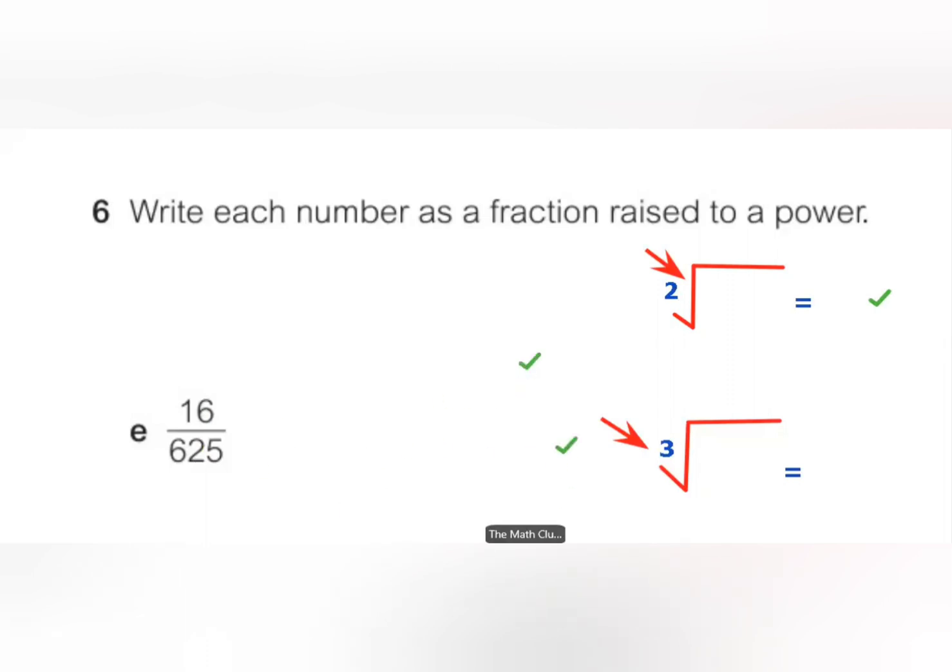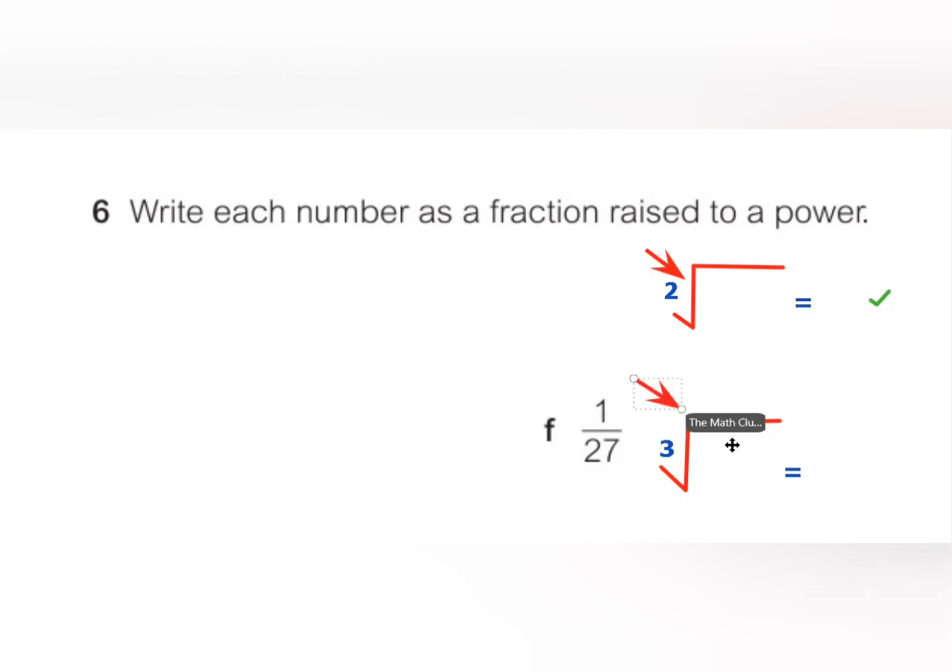Now, let's check if we skipped one of the questions here. Yes, we have F. With F, same idea. I have to check the square root and the cube root. Now, there's something different in F, which is what? The numerator is 1. The numerator 1 works in both roots. It works with square roots and cube roots. Once you put 1 here, the answer will be 1.